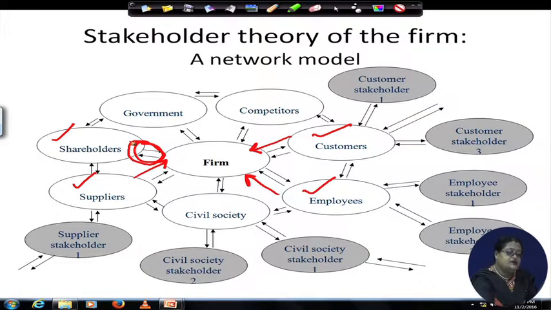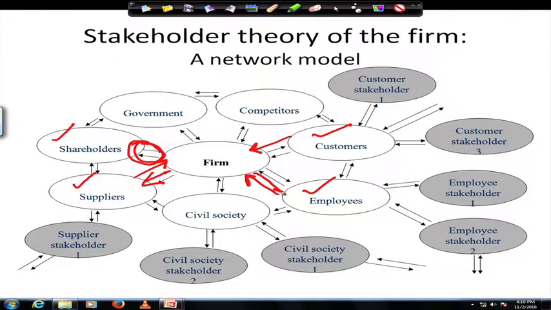Second, with the emergence of the stakeholder theory of the firm, which is the second generation model, we find that a both-way relationship has been established not only with the shareholders but also with suppliers, employees and customers, recognizing that suppliers have an important stake in the firm's business because they are contributing positively by giving imports, materials, etc.